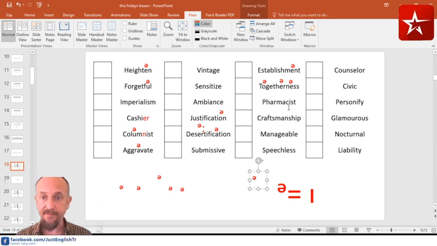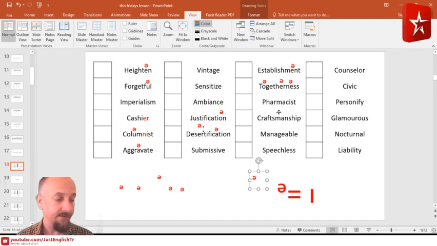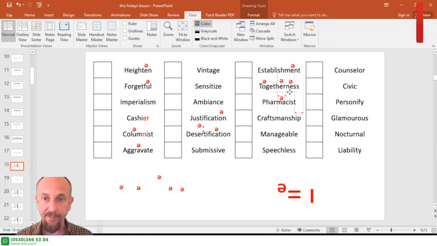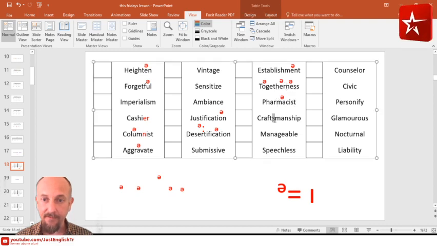And in pharmacist, how many do you think are there, Mr. Mehmet? Pharmacist. We have one here as well. What about this one here? Now this S is sometimes silent. Craftsmanship.